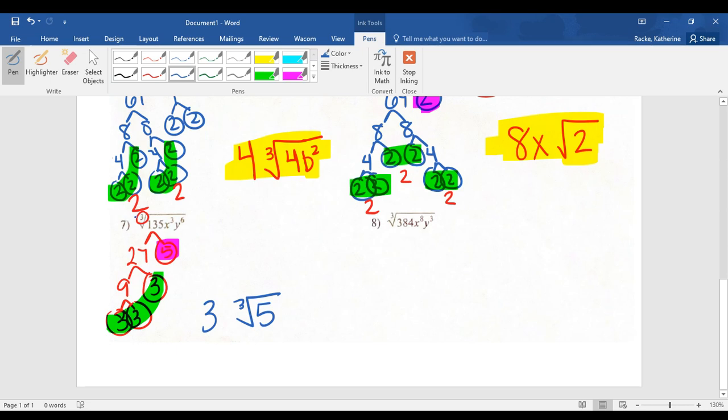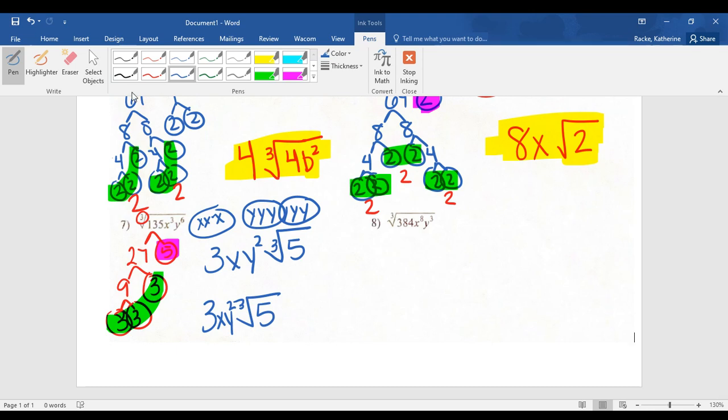And I have x cubed. Well, how many groups of 3 do I have in x cubed? 1, so I'm pulling that out. And then I have y to the 6th. Well, how many groups of 3 do I have in 6? I have 2, so y squared. Let me write that out a little better for you. Okay, if you need to write your variables out, please do that. There's my 1 group for my x's and my 2 groups for y's. Okay, so your final answer here, 3x y squared cube root of 5.